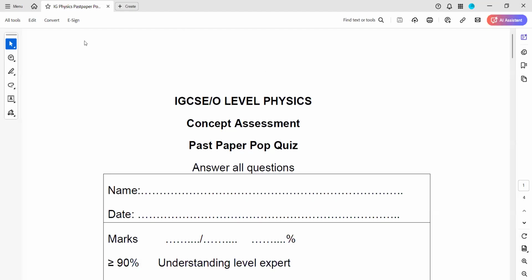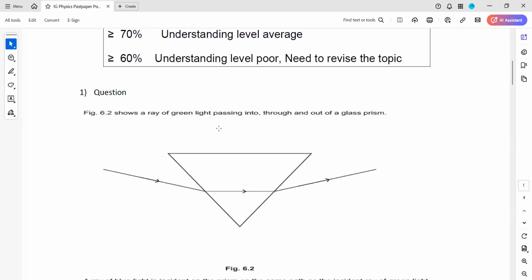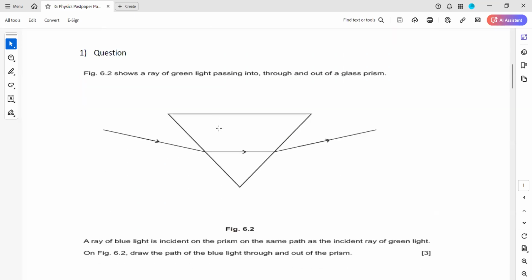This is past paper pop quiz 5. Figure 6.2 shows a ray of green light passing into, through, and out of the glass prism. So this is green light, okay? A ray of blue light.